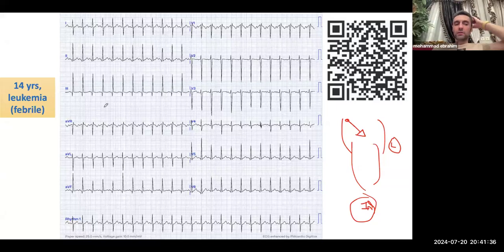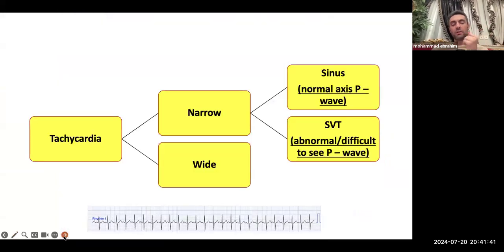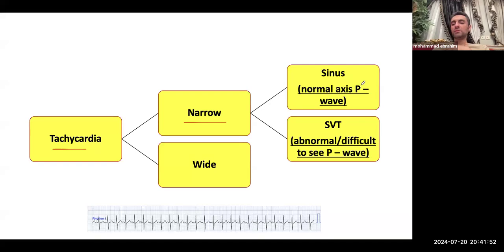This is a patient who is tachycardic, febrile, leukemic. So we said tachycardia, narrow complex. Then you have only two main differentials: sinus tachycardia or SVT of some sort. Because the P wave axis was normal, this is most likely sinus tachycardia. Of course you would expect the patient to be tachycardic given he's febrile and maybe he's anemic. Who knows? If the P wave axis is abnormal, then it's an SVT. It's so easy. Narrow complex tachycardia, either sinus tachycardia or an SVT.